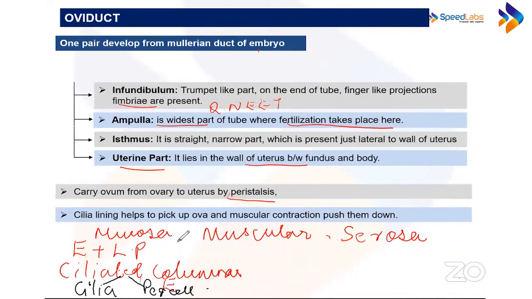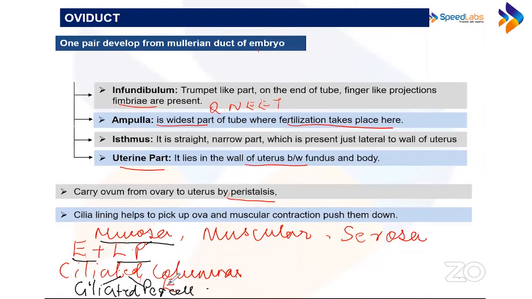So mucosa is the innermost layer. It is made up of epithelium and lamina propria, and you have the ciliated columnar epithelium everywhere. You may be asked this question, what kind of epithelium is there? And there are two kinds of cells, ciliated cells and peg cells.